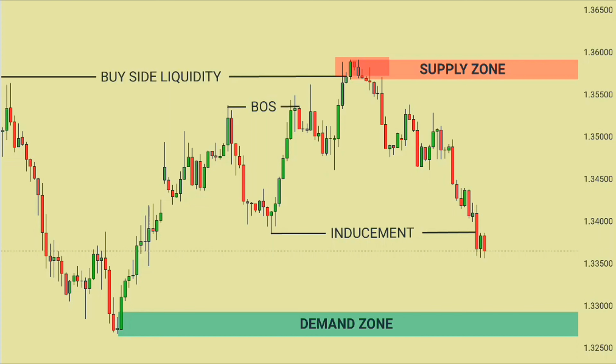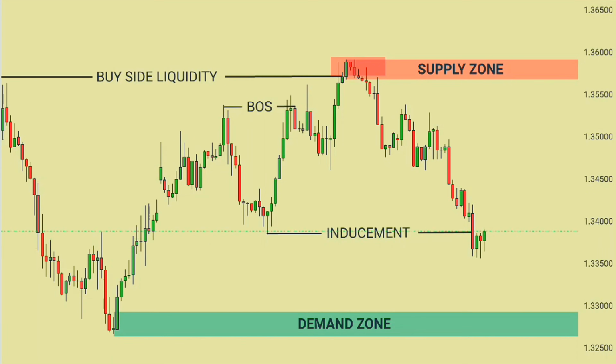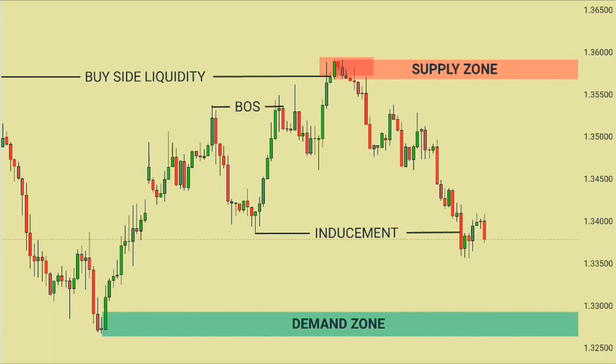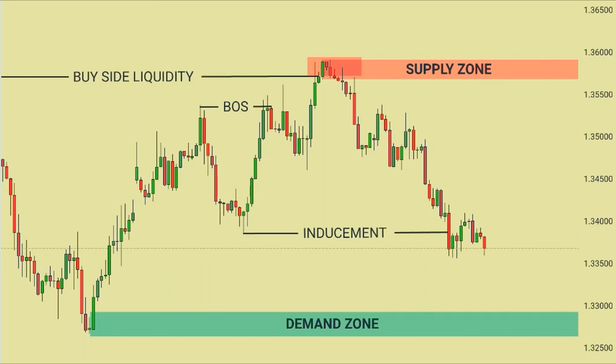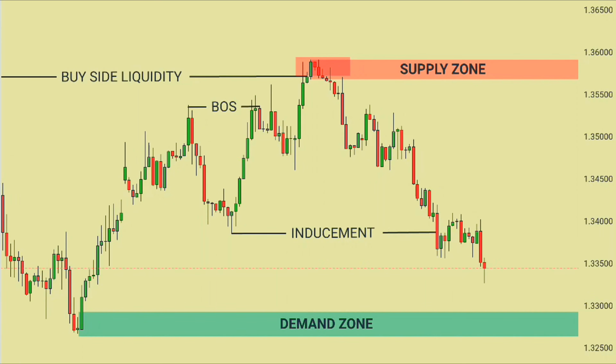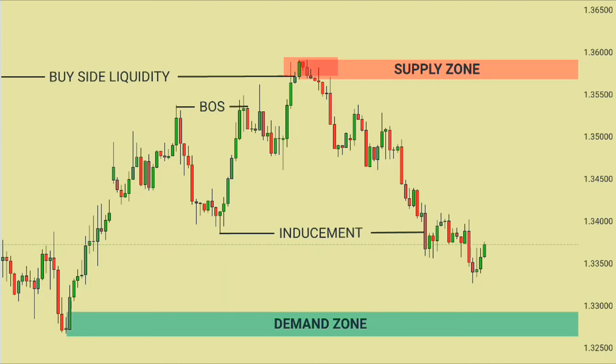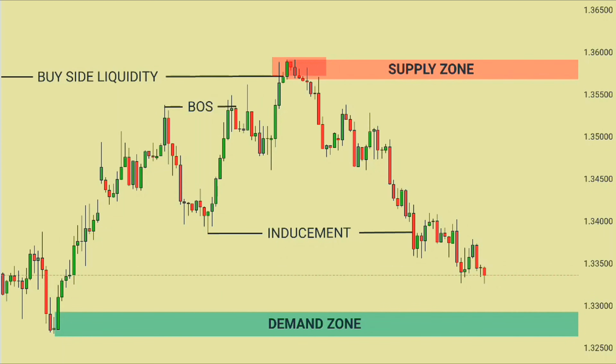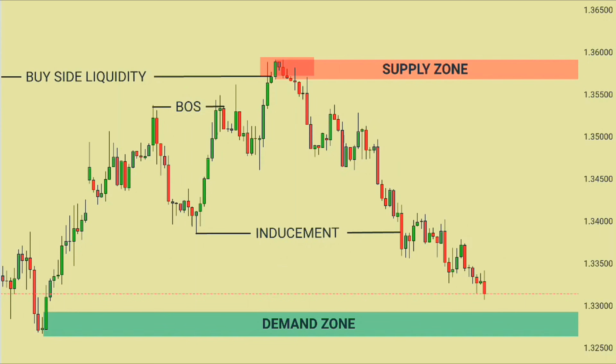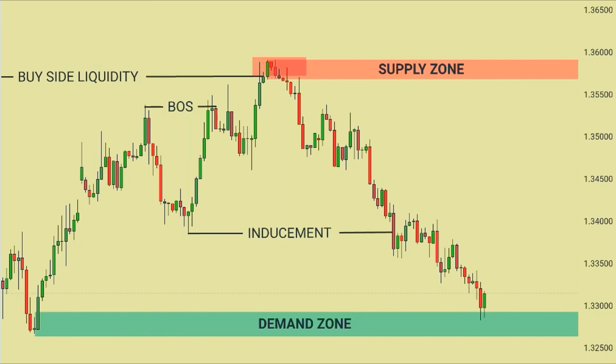Price breaks the highs, and most traders instantly buy. It looks like a perfect breakout. But those highs, that's buy-side liquidity. Smart money pushes price above it, triggers all the buy orders, and then reverses the market. Now watch this. Break of structure. This confirms the breakout was a trap.